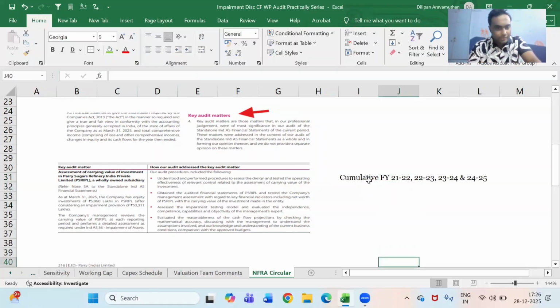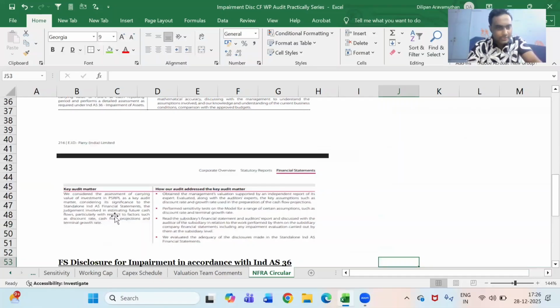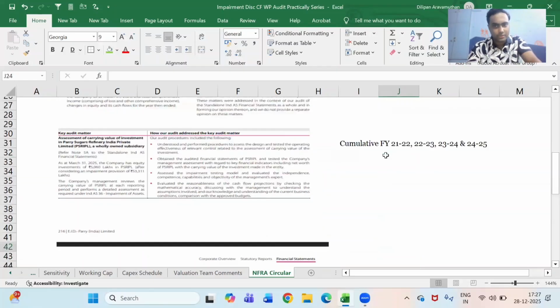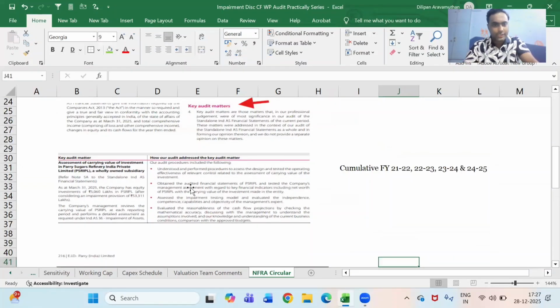Next, we consider the assessment of carrying value of investment in PSRIPL as a key audit matter, considering its significance to the standalone Ind AS financial statements. The judgment involved in estimating future cash flows, particularly with respect to factors such as discount rate, cash flow projections, and terminal growth rate. We'll see how the auditor has addressed the key audit matter.